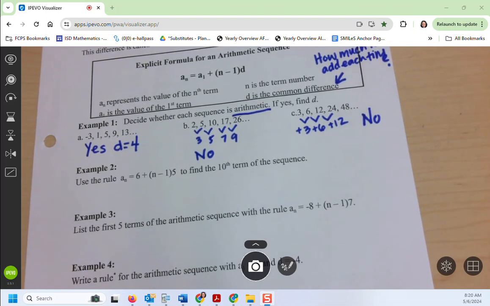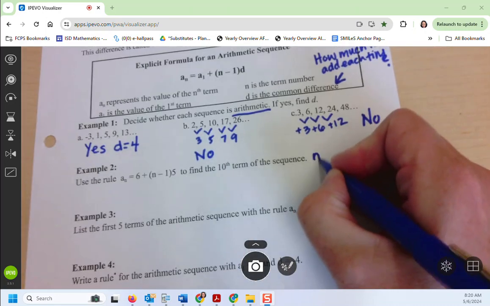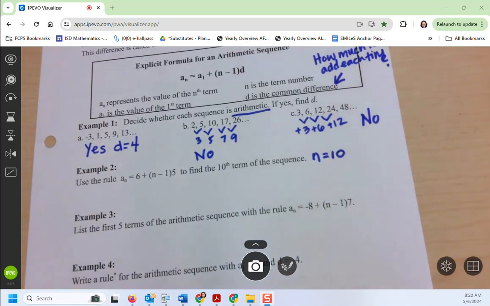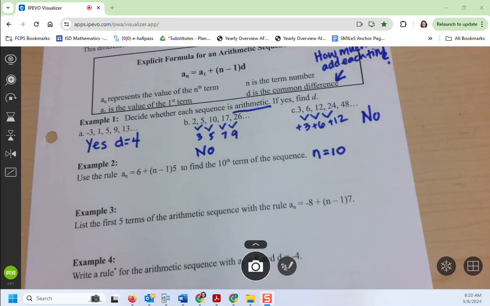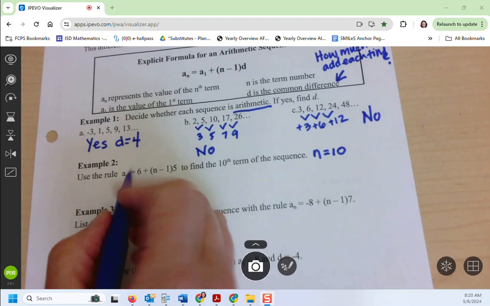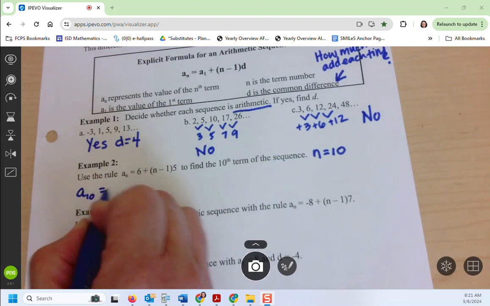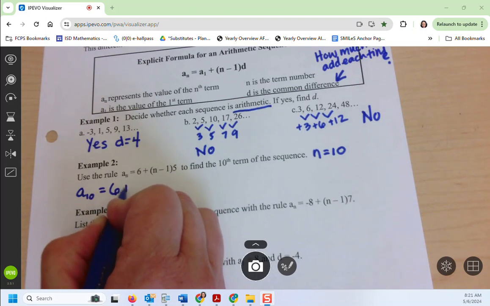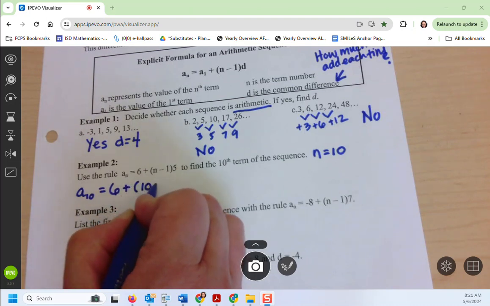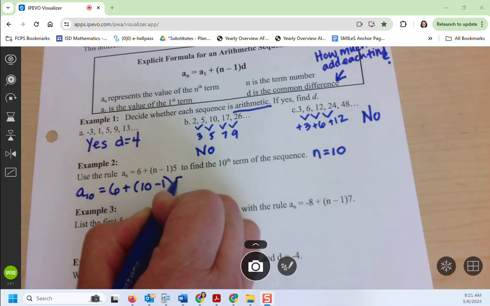Use the rule to find the 10th term of the sequence. So that means n equals 10. And all we have to do is substitute 10 for your n. So a sub 10 is what we're finding. That means the 10th term. 6 plus 10 minus 1 times 5.